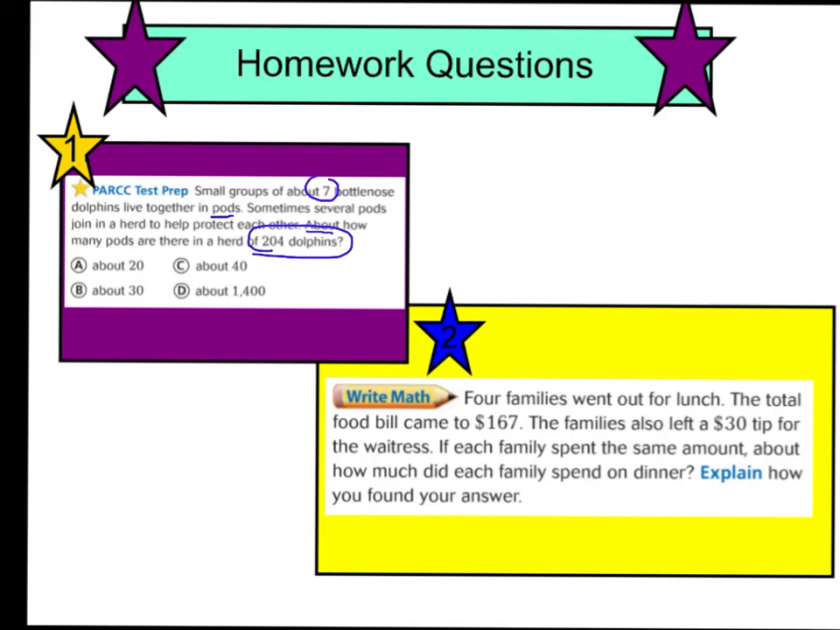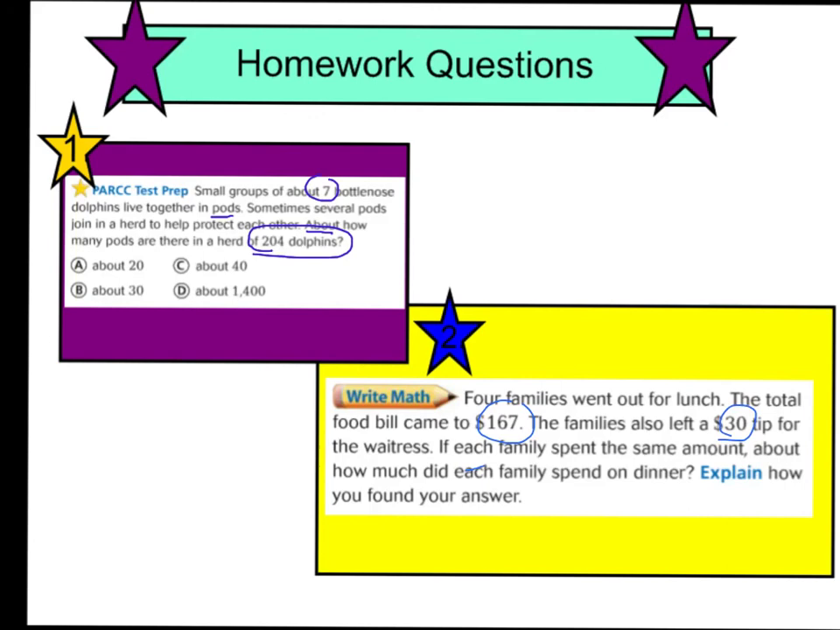Now let's look at question number 2. 4 families went out to lunch. The total food bill came up to $167. The families also left a tip of $30 for the waitress. If each family spent the same amount, about how much did each family spend on dinner? Now, I do want to clarify something. The $30 tip was given for all the families combined. They each did not give $30 separately.